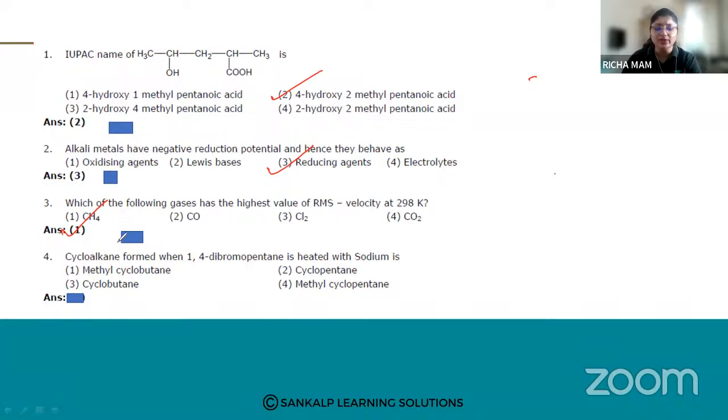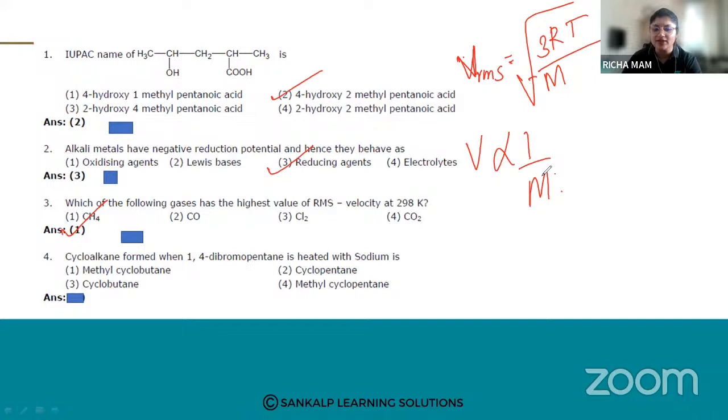We know that when we find the RMS velocity, that is root mean square velocity, it is given as the square root of 3RT upon M. So velocity will be highest for the lowest molecular mass. You can see that velocity is inversely proportional to molecular mass.